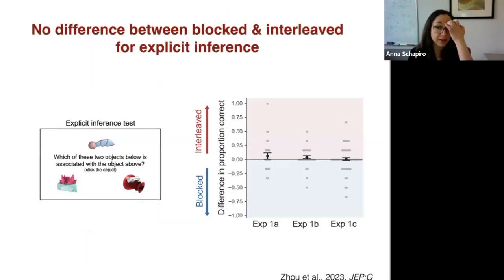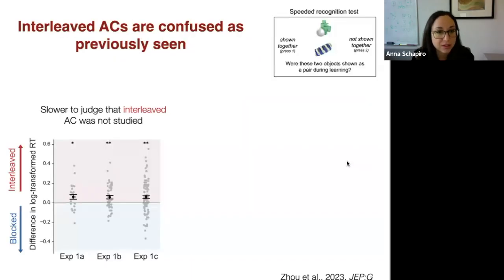Okay, so here are the results for the explicit inference. We didn't predict a difference between interleaved and blocked, and indeed we do not see a difference. These are three variants of basically the same task, with small changes, so you can think of them basically as replications. The third one is especially well powered, so you can see there's really no difference between interleaved and blocked conditions there.